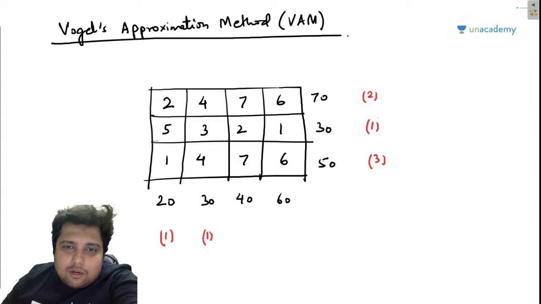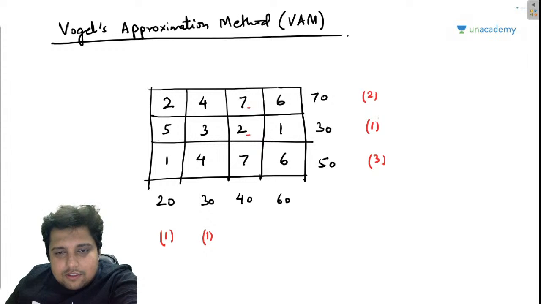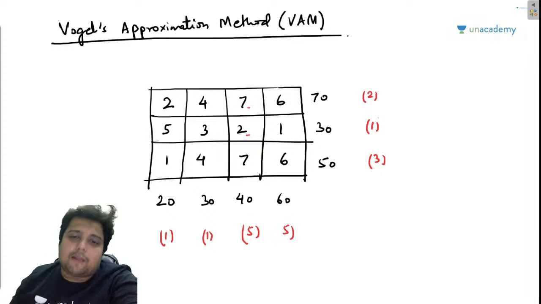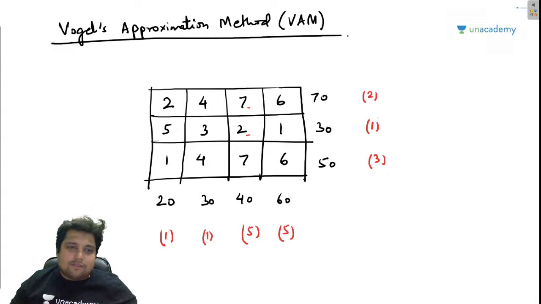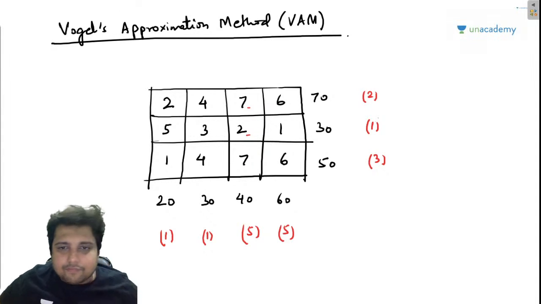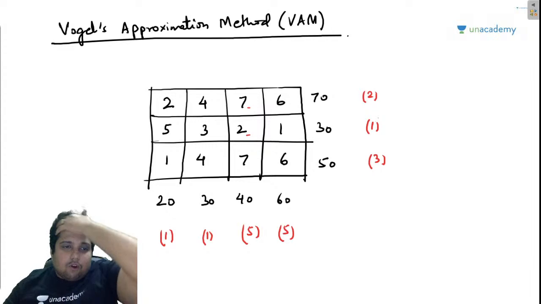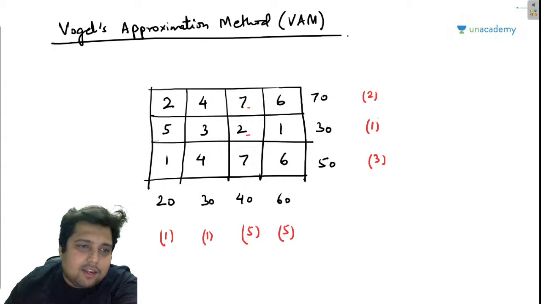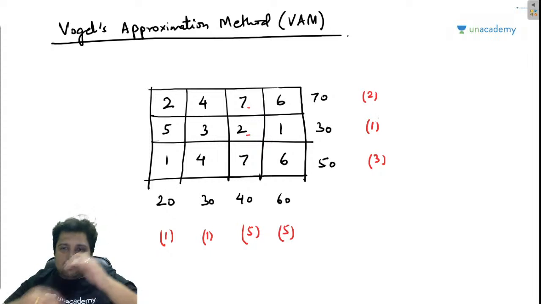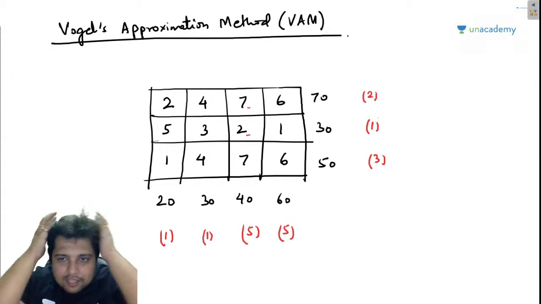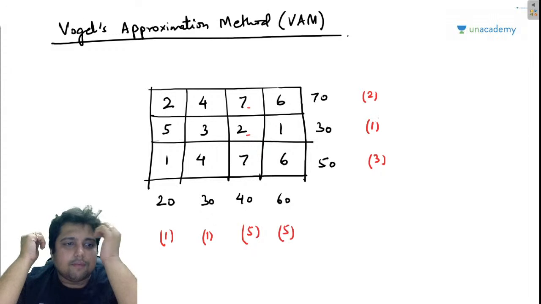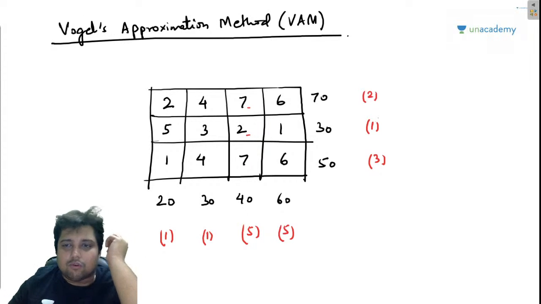Now in this one, 2 and 7, the difference is 5. In this one, 1 and 6, the difference is 5. So I hope everybody got this. Every one of you got this, right? Now guys, what I have written here in red color is nothing but discount.